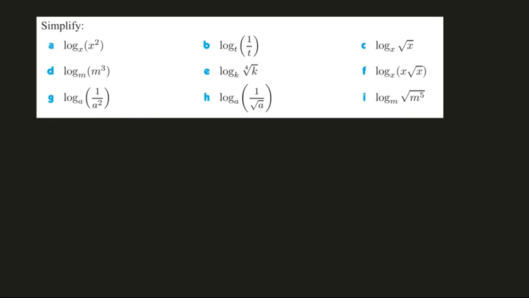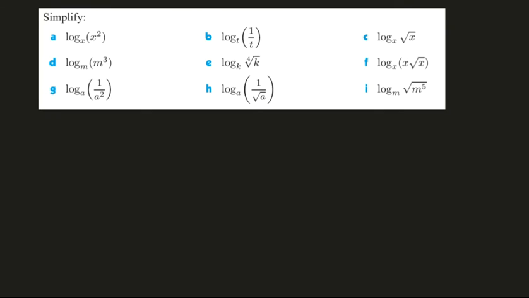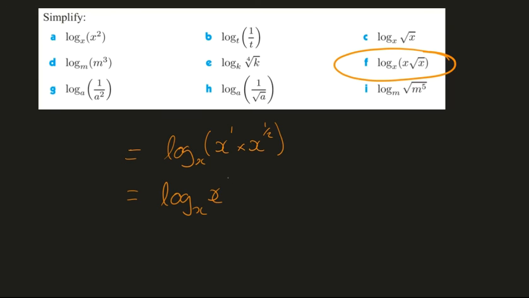Okay. Now, if we have an x or a variable there as a base, it makes no difference. But the technique here is exactly the same. Let's just take a quick look at F and see if we can do that. So we will rewrite this as log base x of x to the 1 multiplied by x to the half. Well, that's going to be log base x of x to the 3 over 2. And so again, our answer is 3 over 2. No different to any other question.